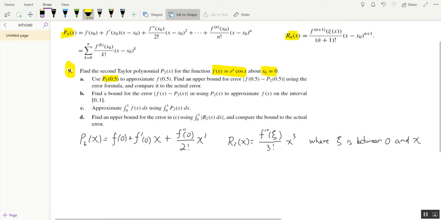The remainder is for us to find the error. Now the first function is f of x is e to the x times cosine x, and the center is 0, which makes it very nice. And we want to find the P2 and approximate at x equals 0.5.